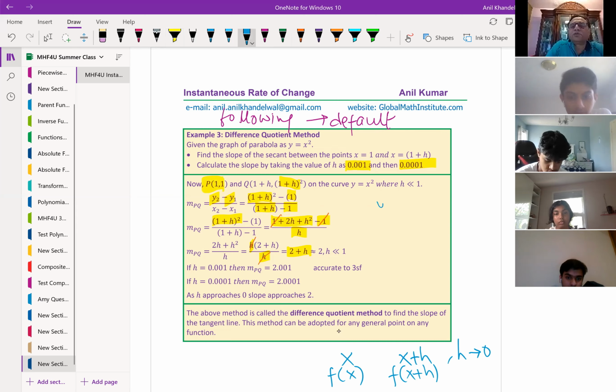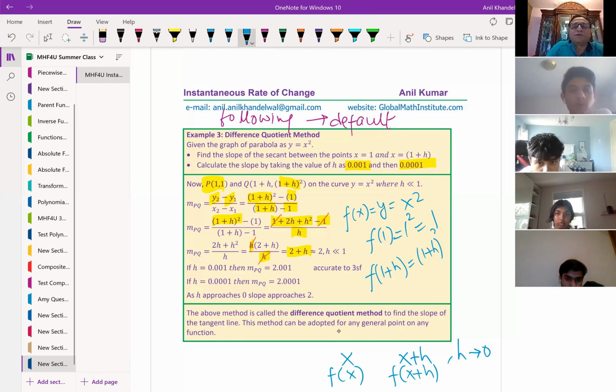Y equals x square, right? We write function notation, right? F of x is x square. So what is f of 1? 1 square, which is 1, yeah. Correct? Okay. So what is f of 1 plus h? 1 plus h square, right? It would be 1.001 squared, right? Yeah, because h is 0.001, right? Do you see that? So we'll substitute that value and find. Is it okay?